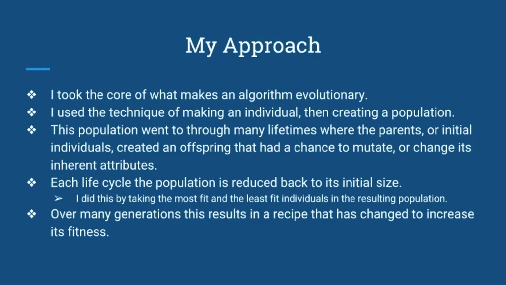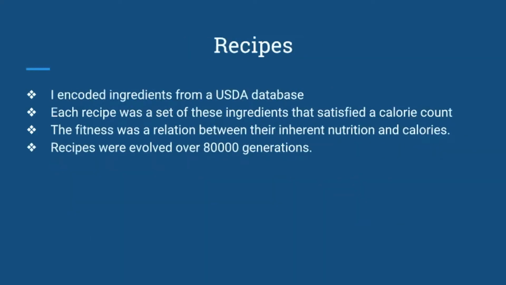And I took the most and least fit individuals in each of these life cycles. I did this because I used crossover as well as elitism, and I wanted to be able to find diverse sets of recipes. Over many generations, this resulted in a recipe that had higher fitness than its original state.